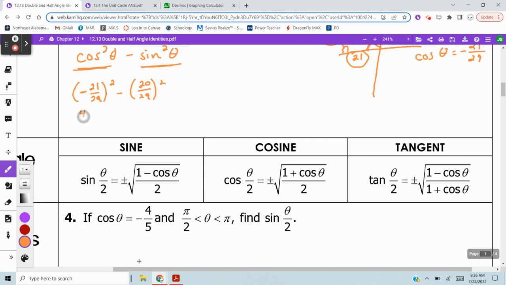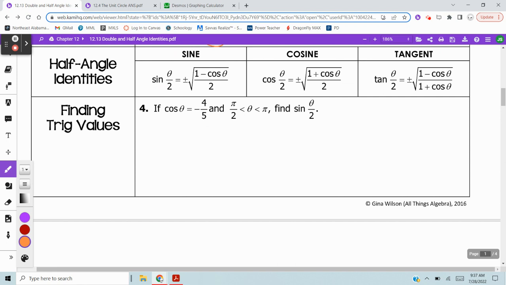And you get 441 over 841 minus 20 over 29 squared. Square the top gives you 400. Square the bottom gives you the exact same 841. You already have a common denominator, so subtract the two, and it gives you a value of 41 over 841, and that is your final answer.